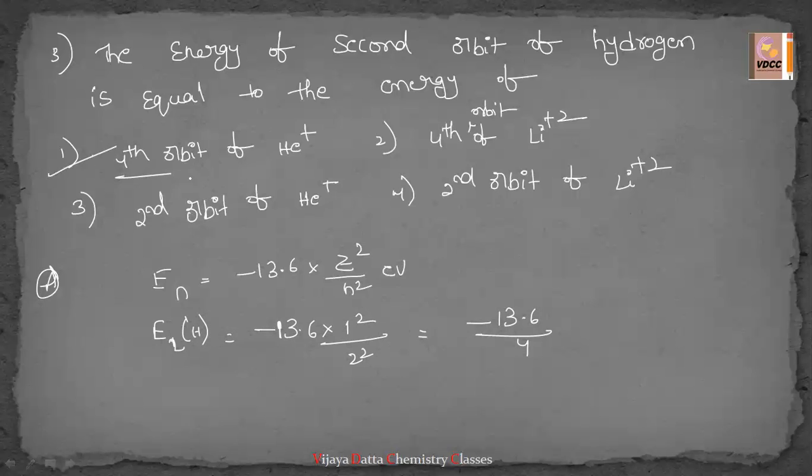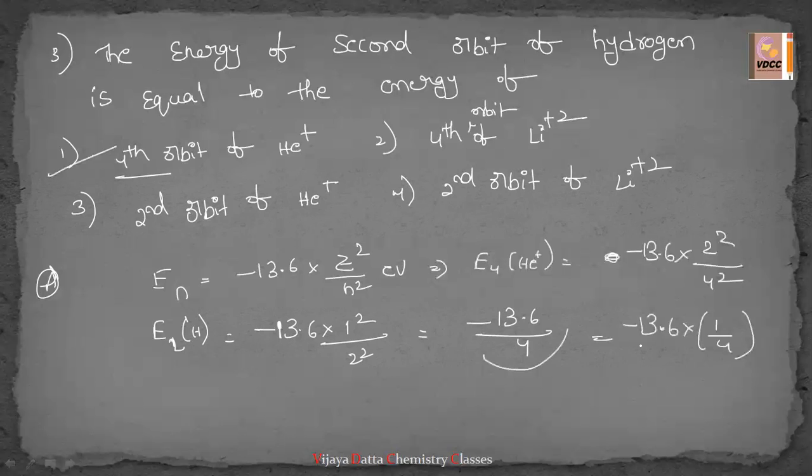First, the fourth orbit of helium plus. In this formula only, I'll do the fourth orbit of helium plus. The formula is minus 13.6 into, for helium, we have 2 square by 4 square. So obviously it is minus 13.6 into 2 by 4, which means 1 by 4. Actually we got minus 13.6 into 1 by 4, both are the same. I think the first option is correct.